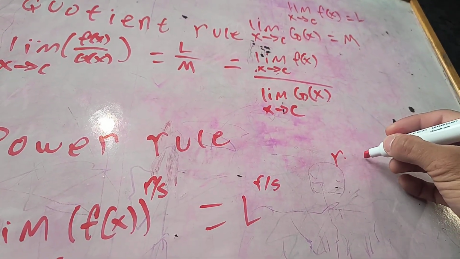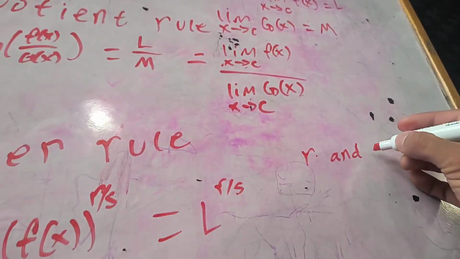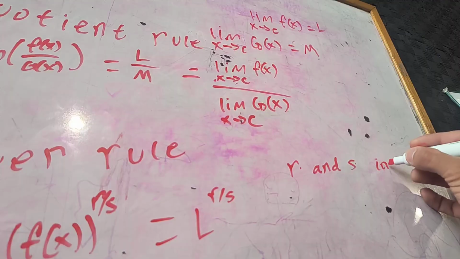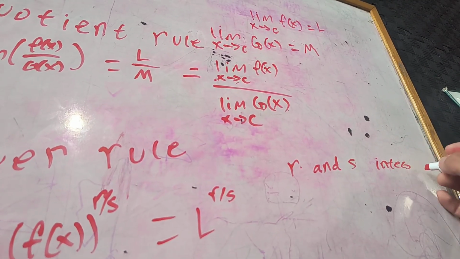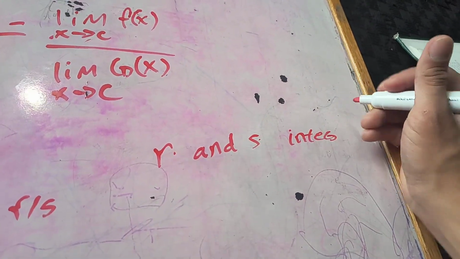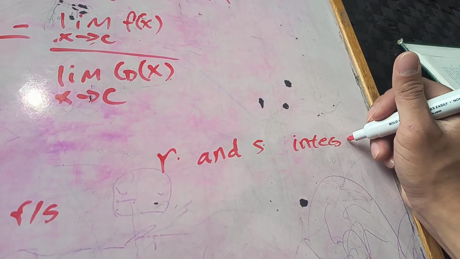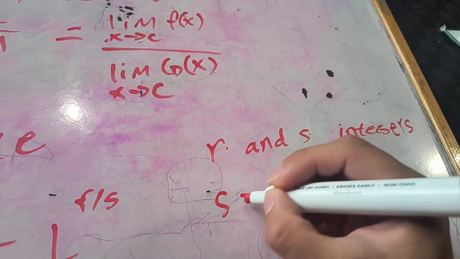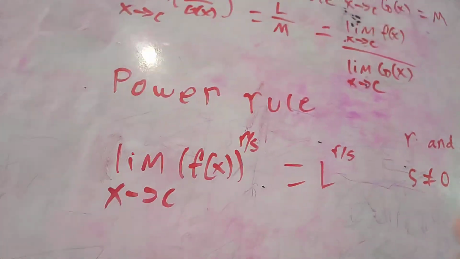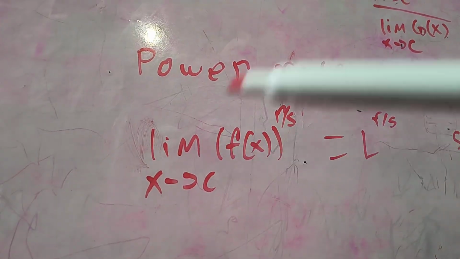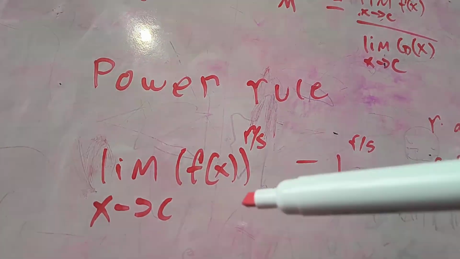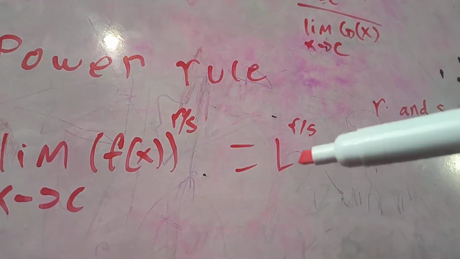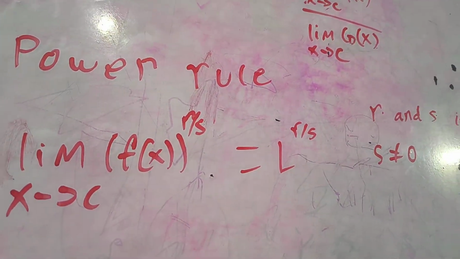So r and s are integers, like whole number type stuff, like negative numbers and positive numbers, and s is not equal to 0, okay? Because it would be undefined. This is saying that whenever you take the limit of f of x to the power of r over s, it's the same thing as L to the power of r over s.